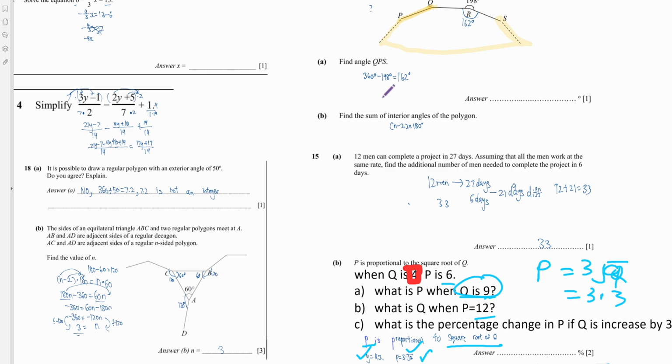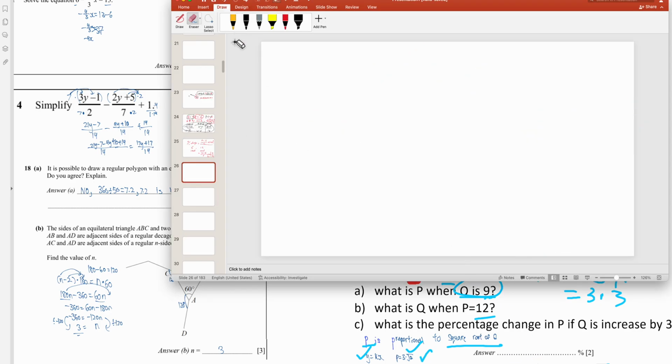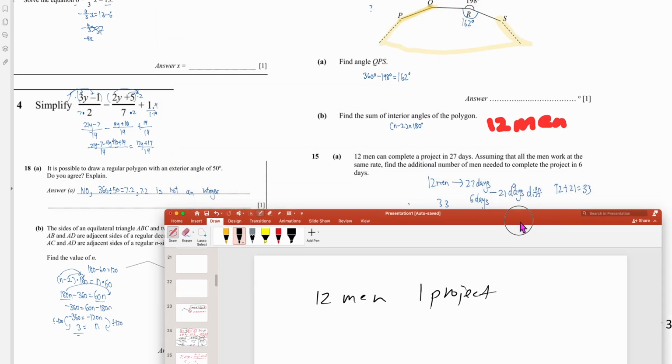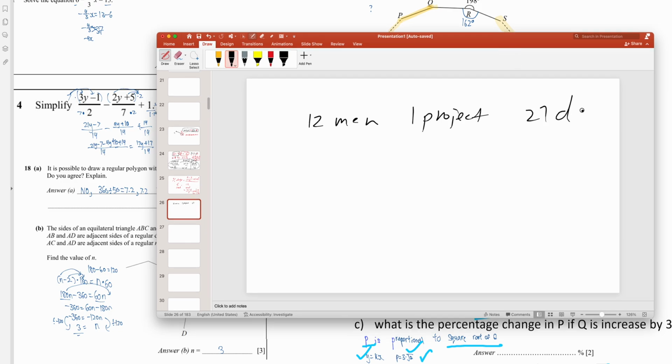This one. 12 men complete a project in 27 days. Okay, this one I like to do it this way. I don't care about your answer first. Remember the way to do it. 12 men, one project. How many days? 27 days. Right?